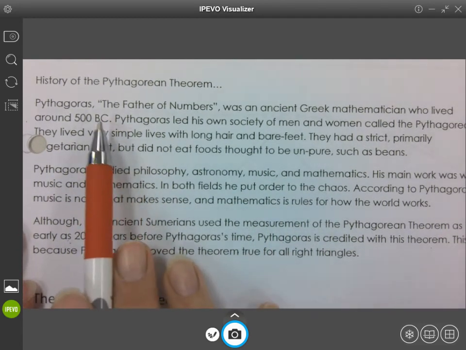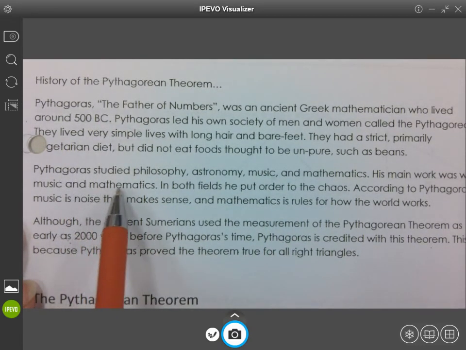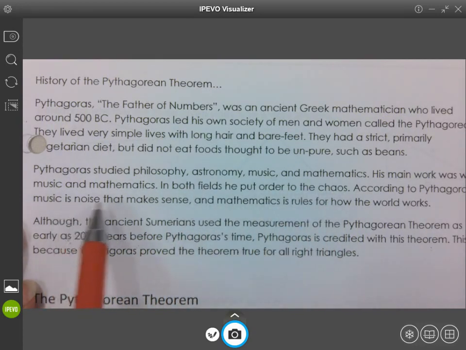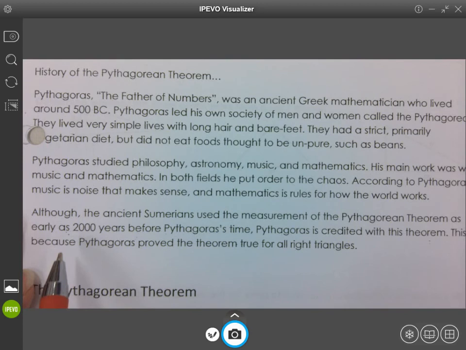Okay, remember, this is a long, long time ago. Pythagoras studied philosophy, astronomy, music, and mathematics. His main work was music and mathematics. In both fields, he put order to the chaos. According to Pythagoras, music is noise that makes sense, and mathematics is rules to know how the world works. Pretty wise beyond years here.